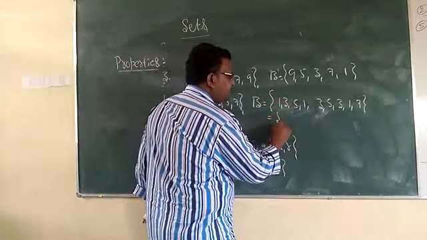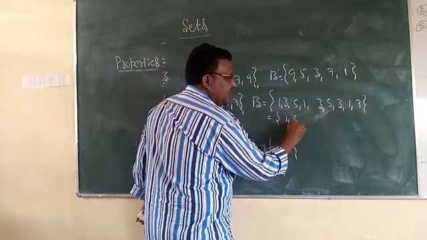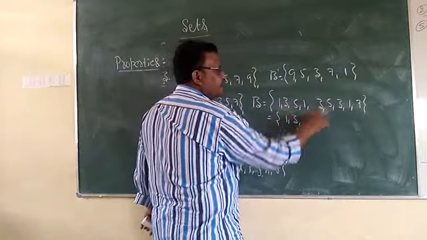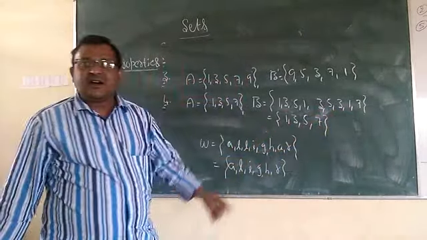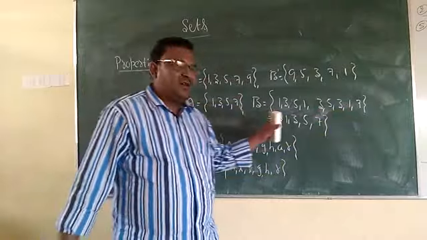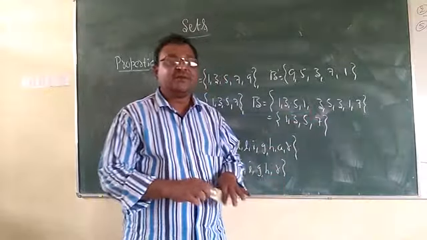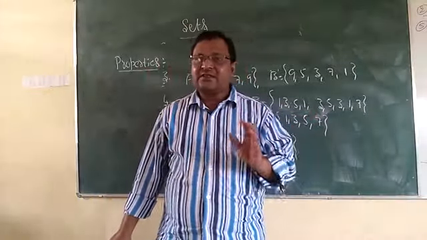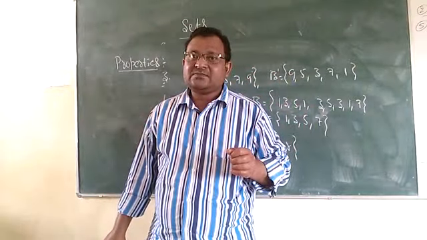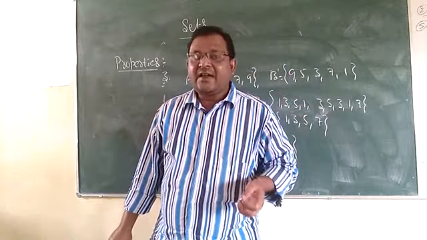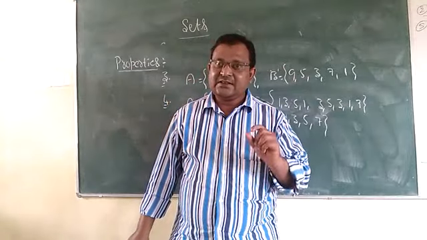1 is repeating, so we have to write it one time only. 3 repeating here, we write it one time only, and 5 repeating, then also we write it one time only, and the remaining one is 7. That means after rewriting, the elements we got in A are the same elements in B also. So these four properties we have to remember, and moreover, when writing the sets you have to separate elements by commas and keep them in flower brackets. Capital letters are used for the set symbol, and small letters for the elements.